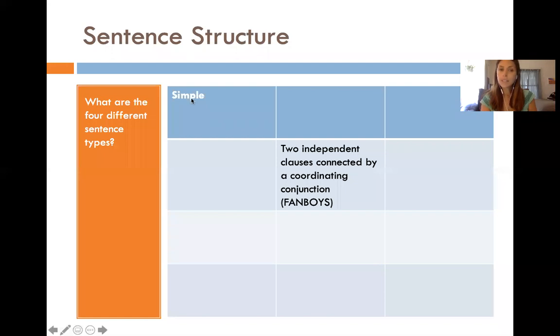So we have a simple sentence. Now what's here? 2 independent clauses connected by a coordinating conjunction. This is a compound, right? We have complex, we have compound complex. So try to fill out this chart on your own in your own notes. Okay, so pause the video.